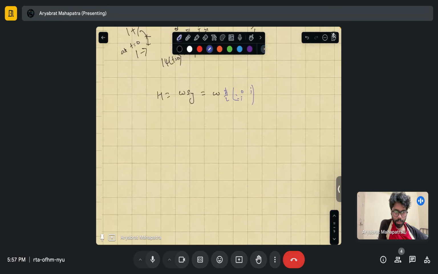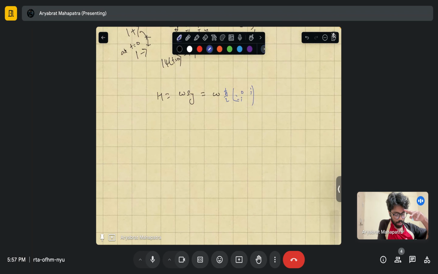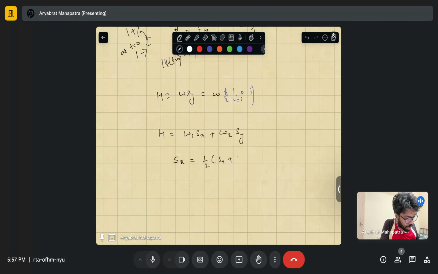So when you have Sx and Sy, there is a way to do it. When you directly use Sx and Sy, it would be a bit complicated. So what you can do is express it as some omega 1 Sx and omega 2 Sy. Then it's a good way to express Sx as half of S plus plus S minus, and Sy as 1 by i times S plus minus S minus.